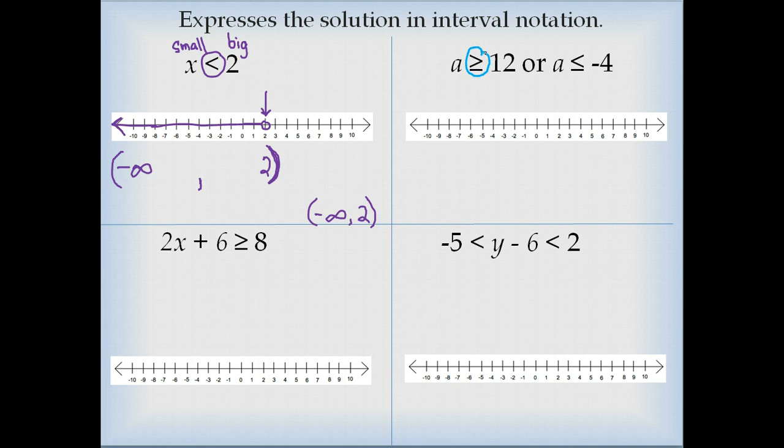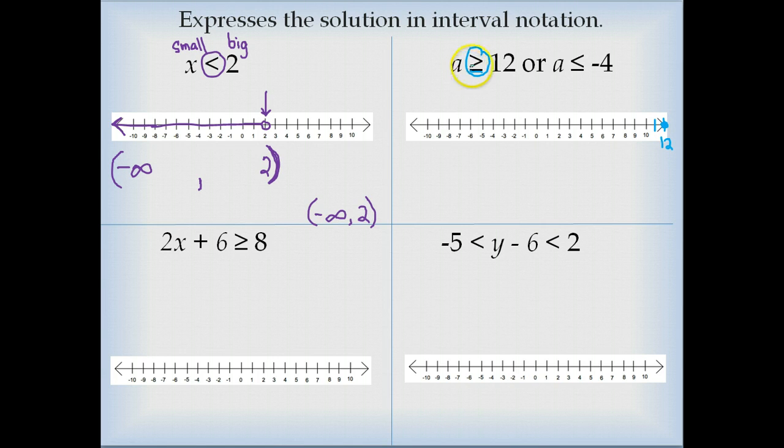A is greater than or equal to 12. Again, I'm going to look at the inequality sign. Because that is greater than or equal to, I have the equal to there this time. That's when you put the solid dot. So I'm going to go to 12. Oh, I guess I got to make a couple more tick marks there. And I'm going to put a solid dot on 12.